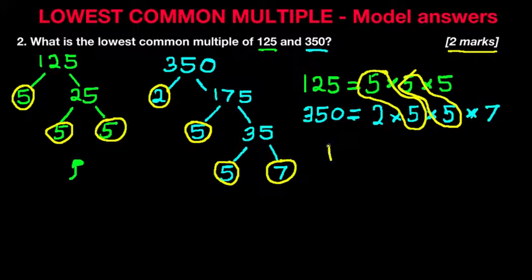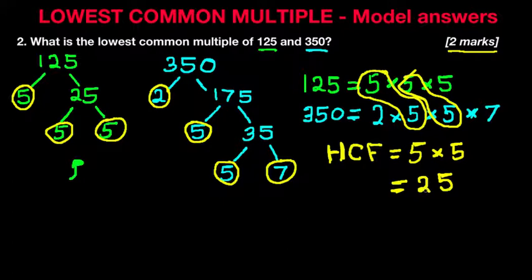So the highest common factor, once we work this out, we'll be able to work out the lowest common multiple. The highest common factor equals all the ones we've circled. So it's simply 5 times 5. And the answer is 25. So the highest common factor of these two numbers is 25.